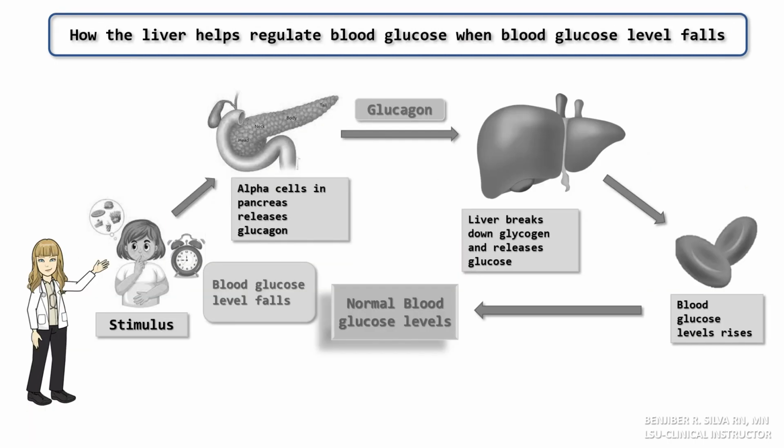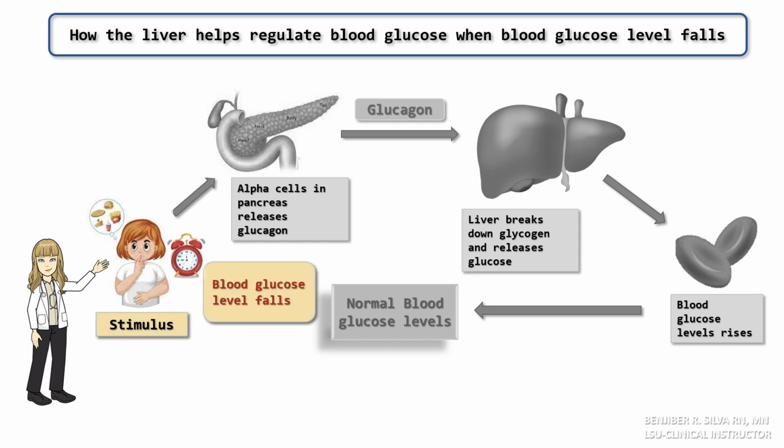How the liver helps regulate blood glucose when blood glucose level falls. The pancreas releases glucagon. When glucose levels fall too low, glucagon causes the liver to convert stored glycogen into glucose, which is released into the bloodstream.